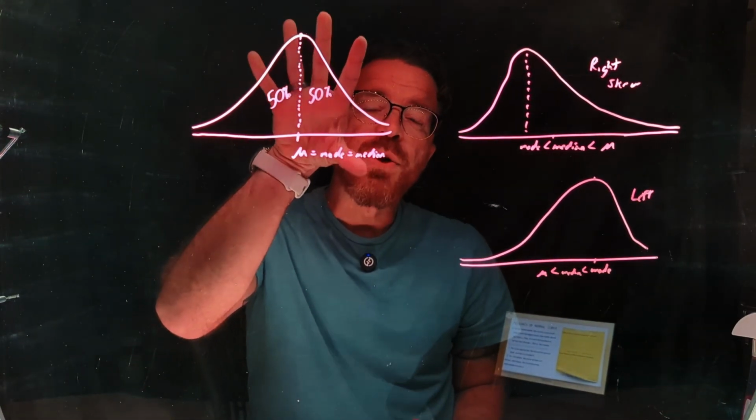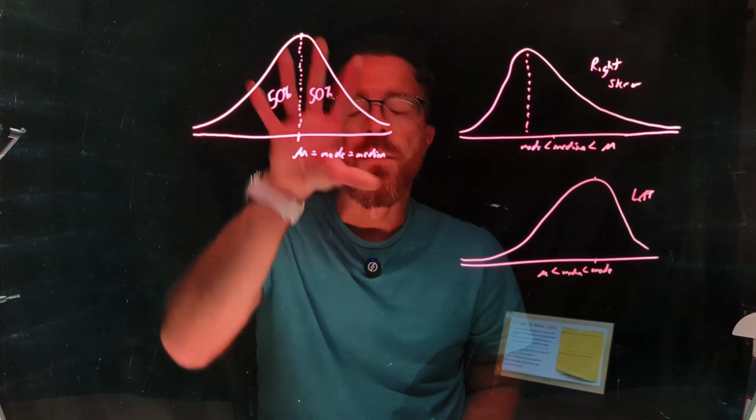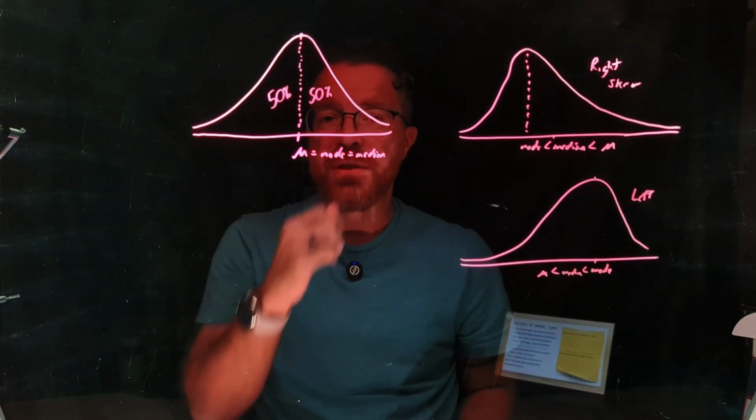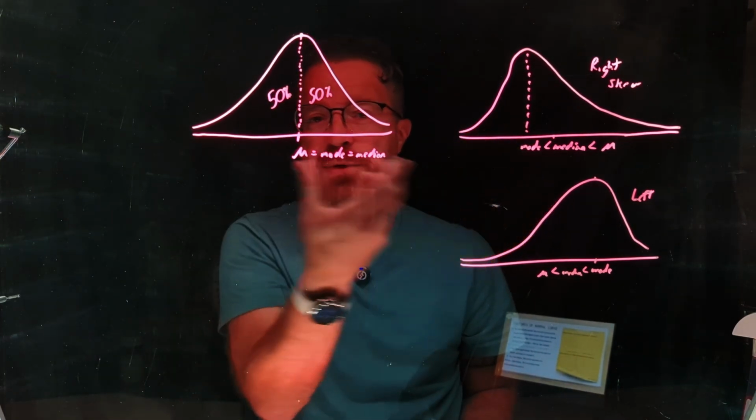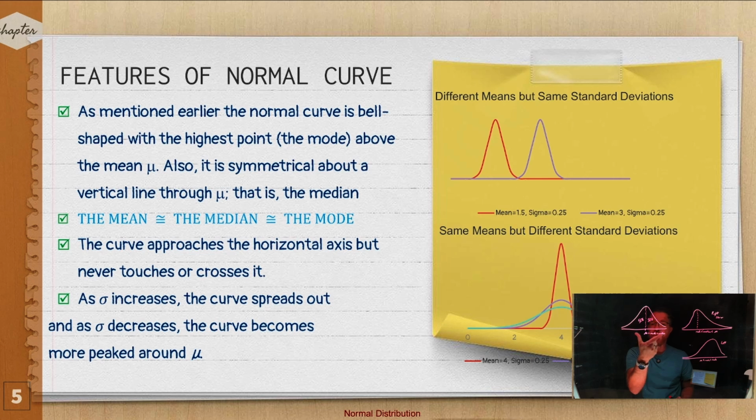But oftentimes we're using this principle right here when we're looking at normal distributions. We want to have as little skew as possible. The closer it is to perfectly bell-shaped and symmetric, the more this will be true. So the curve approaches our horizontal axis. It's asymptotic, that means it will never actually touch. But the area under the graph is 1.